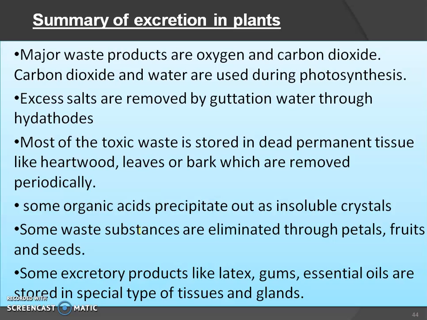Then summary of excretion. The most important thing, major waste products are oxygen and carbon dioxide. This carbon dioxide and water are used during photosynthesis. Excess salts are removed by guttation water through hydathodes. Most of the toxic waste is stored in dead permanent tissue like heartwood, leaves or bark, which are removed periodically. And remember, it is not hurt, it is heart. The body part is heart. So never say it hurt. It is a wrong pronunciation.